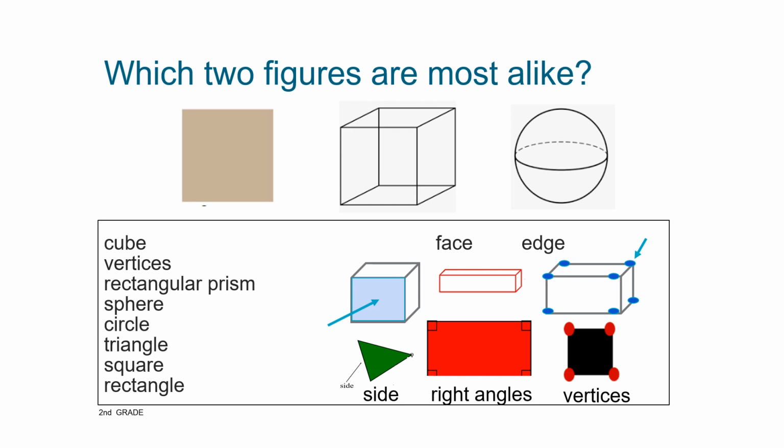You may have said that the square and the cube are most alike. This is because the cube has 6 faces that are squares. Both the cube and the square have vertices and right angles. You could also say that the cube and the sphere are most alike. Both the cube and the sphere are three-dimensional solid shapes. How did it go? It is not easy to explain your thinking using math vocabulary, but you did a great job trying.